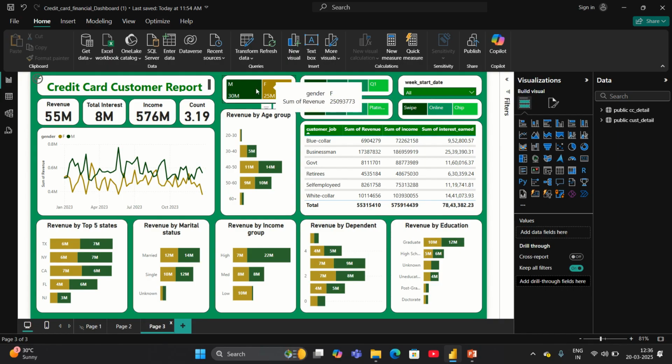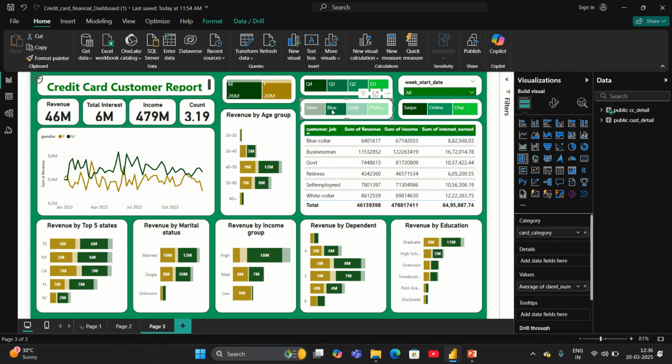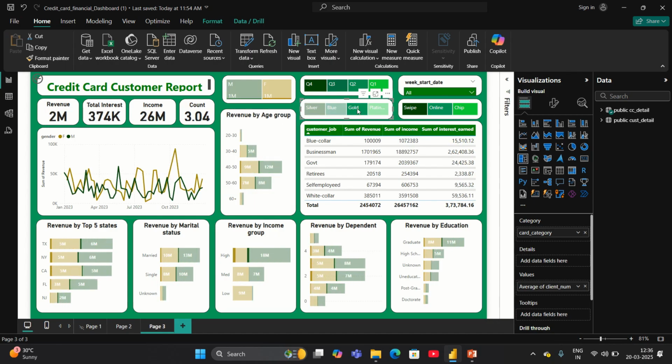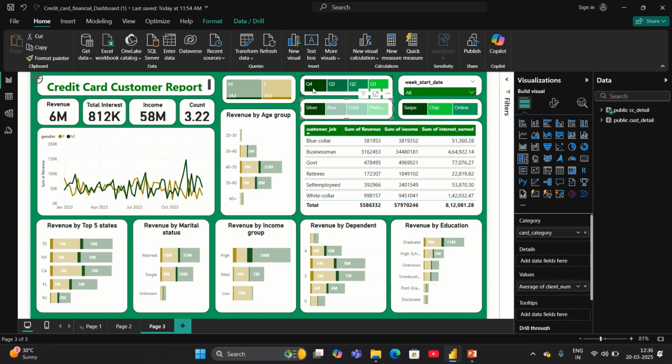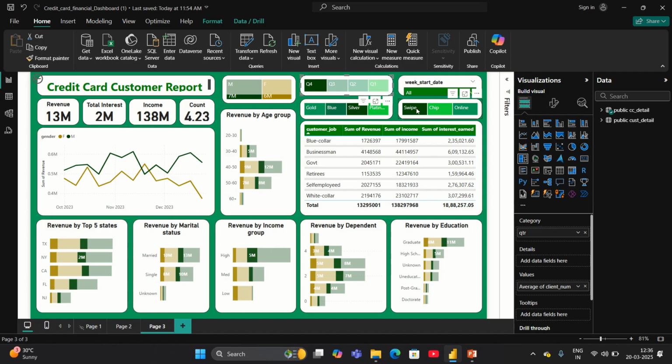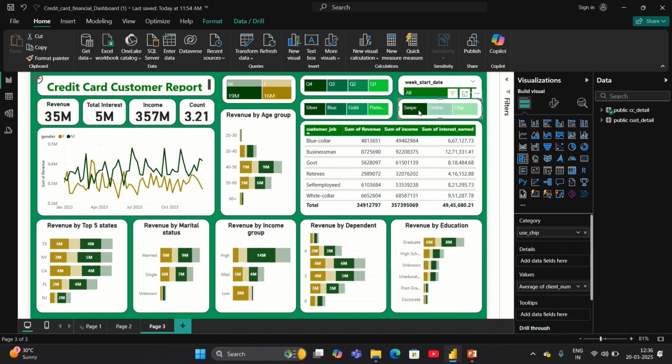We can see here around four slicers. Slicer by quarter, slicer by cards, slicer by payment methods. Here you can see the results by clicking the gold card, silver card. Silver card in quarter 4, and we can see how many transactions occurred in quarter 4 by swiping. Yes, this is the dashboard.